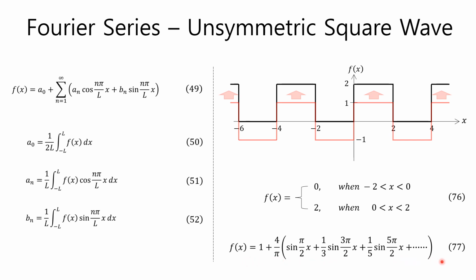The process of calculating A0, An, and Bn in equation 77 can be obtained using the same process as for the symmetrical square waveform seen earlier. Let's take a closer look at their calculation process.